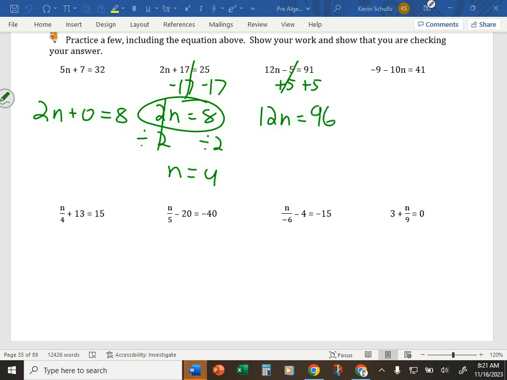And what is our second step here, Aiden? Divide by 12. And n equals 8. 96 divided by 12.